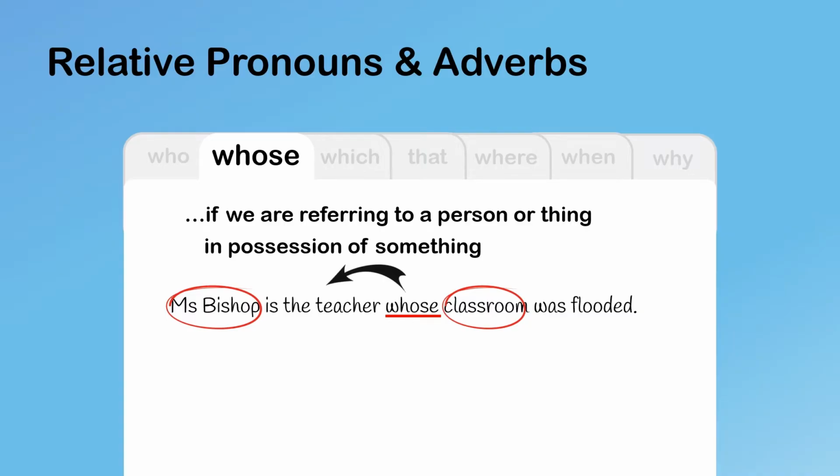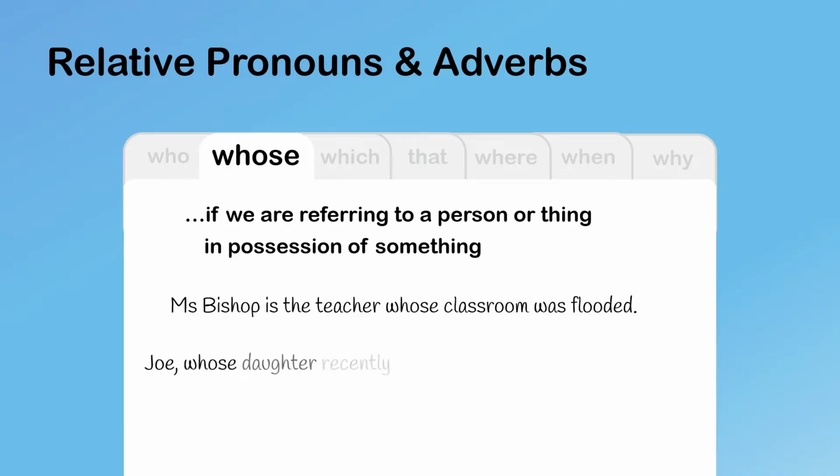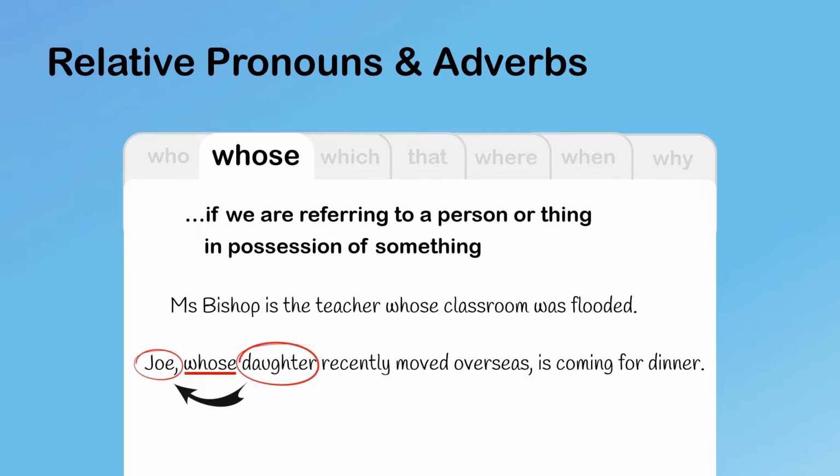Here's another example. Joe, whose daughter recently moved overseas, is coming for dinner. Whose is used because it shows the daughter belongs to Joe.